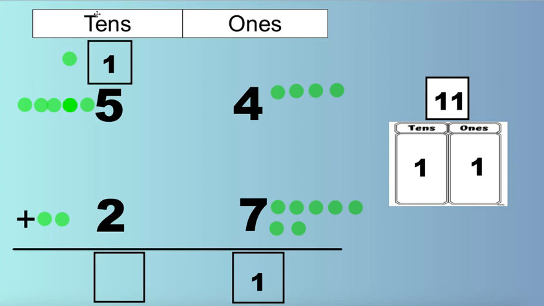Okay, the next step is we need to add them all together. Let's count. 1, 2, 3, 4, 5, 6, 7, 8. All right, now we can read our whole problem. 54 plus 27 equals 81. Nicely done, my friends. Now you guys can work on your own worksheet.